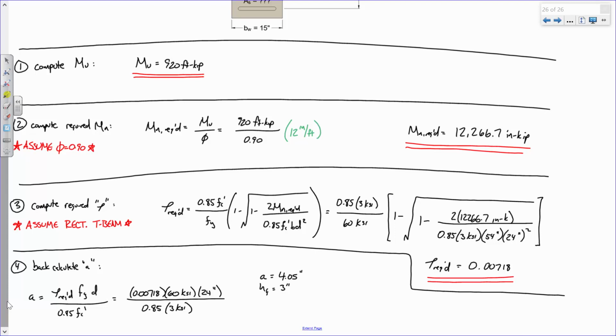So, the assumption is invalid. a is greater than hf, which means we have a true T-beam. Now, does that make sense that the assumption was invalid? Is everybody okay with that? Is everybody okay with the understanding that we're dealing with a true T-beam and not a rectangular one?